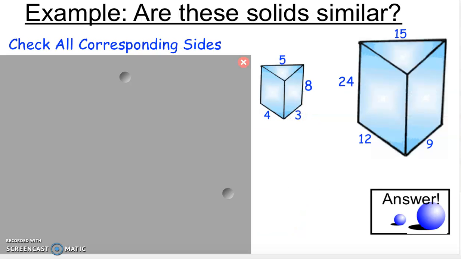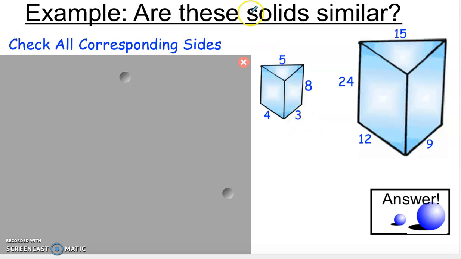So how do we check for similarity? If you remember, we had side, side, side for congruence of polygons, and we had side, side, side for similarity. Those had to be proportional, though, not congruent. And we have the same deal basically with solids. So if I'm going to check for similarity with solids, I'm going to check corresponding side lengths and see if they all reduce to the same number. If they do, then I have similar solids.